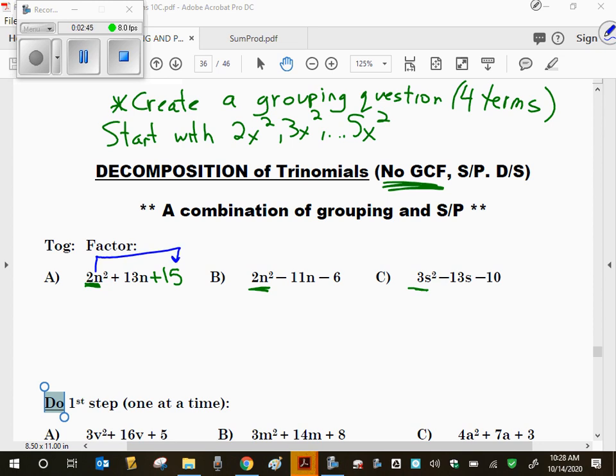The product is no longer the number at the end. It's not 15, it's the first coefficient times the last constant. So the product is now the first number times the last number, 30, including the signs. The sum is still exactly the same. The sum is always the middle term, 13.